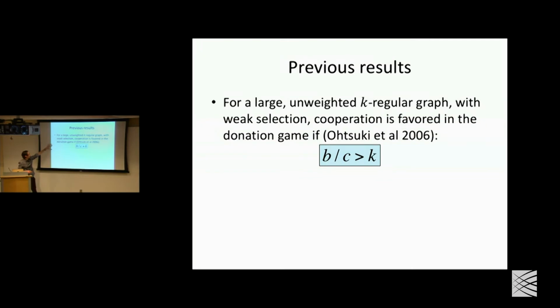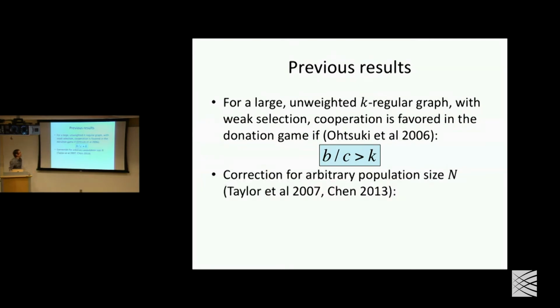So this is the condition for a large, unweighted, regular graph. This was generalized for unweighted, regular graphs of any size. So there's a little correction here. It's n minus 2 over n over k minus 2. You can see as n gets large, this just becomes k.